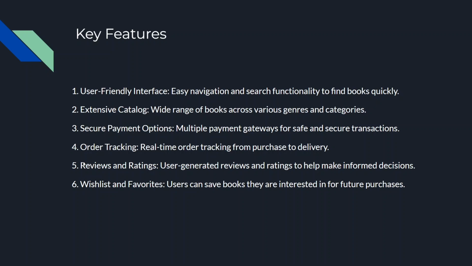We are going to track all orders with real-time tracking from purchase to delivery. The fifth one is reviews and ratings, so you are able to review and rate products if you purchase from our website or application. User-generated reviews and ratings help others make informed decisions as well. The last is wish list and favorites, where users can save books they are interested in for future purchases. So these are the six basic features that we are going to provide, and if you want to add some more features, you can also suggest them to us. Let's move to the next part.